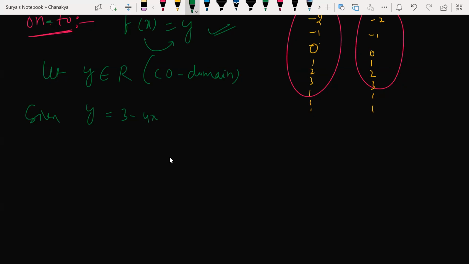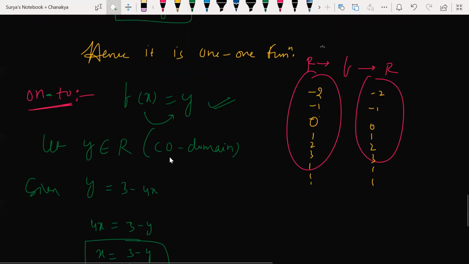So let's write the function in terms of x. 4x is equal to 3 minus y. x is equal to what? 3 minus y divided by 4. Yes, the x value I got is 3 minus y divided by 4. Now look at this.